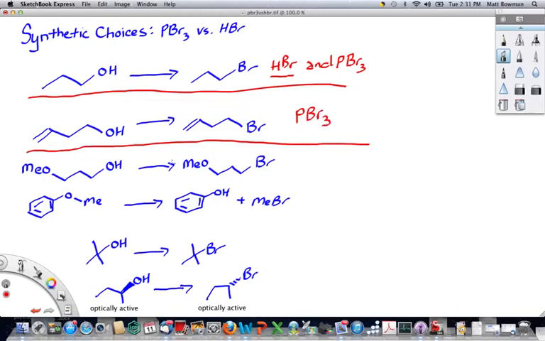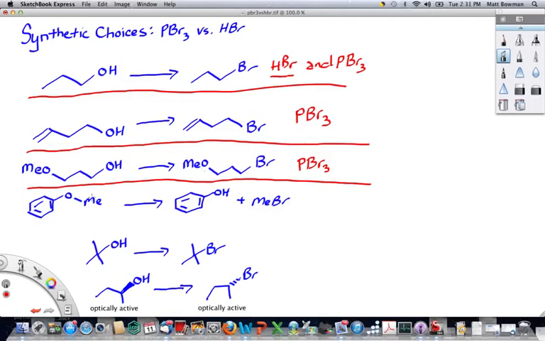HBr can also activate ethers by protonating this oxygen of an ether. And so in the next case example, where we have to selectively change the OH into Br when there's a methoxy group present, PBr3 is the better choice, because PBr3 reacts with alcohols and leaves ethers alone.